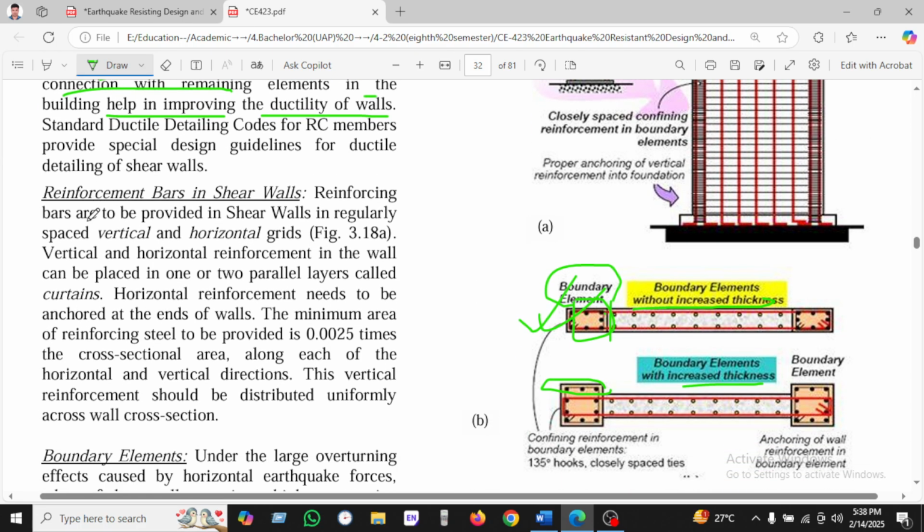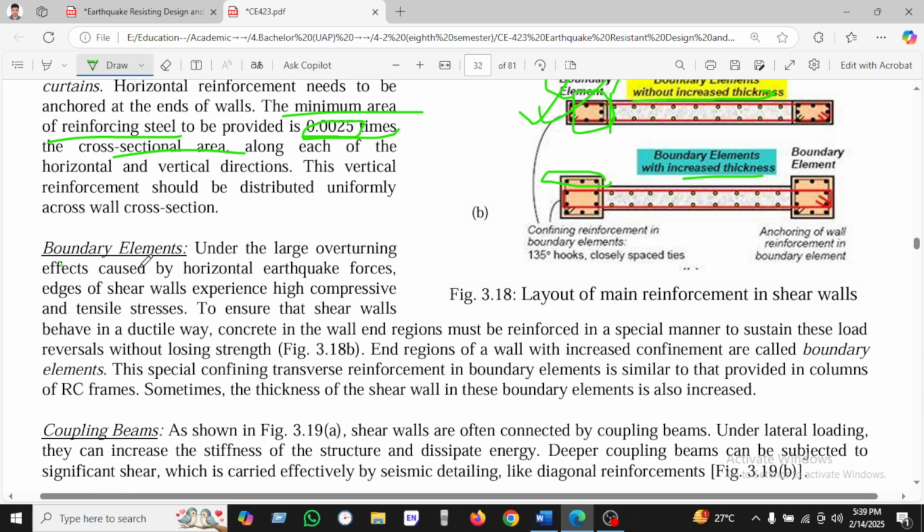Okay, so let's see here the reinforcement bars in shear wall. We can see the reinforcing bars provided in the shear wall are regularly spaced, vertical and horizontal, as given in the figure, and the minimum area of reinforcement to be provided is 0.0025 of the cross-sectional area. Boundary element: under the large overturning effect of horizontal earthquake forces, the shear wall experiences highly compressive and tensile stresses, so we ensure the wall behaves in a ductile way.